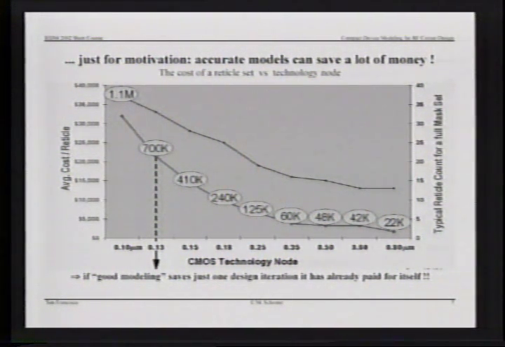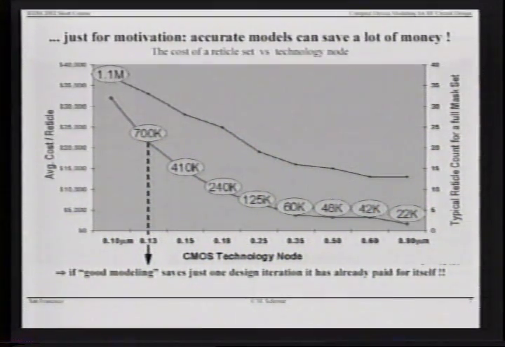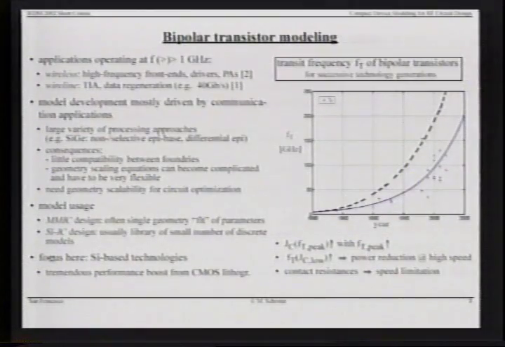And that pretty clearly tells us that if you can save a cycle, a complete mask, by reducing design iterations and by applying good modeling techniques, we actually have paid for ourselves as modeling engineers. That's usually the budget of modeling groups in many companies. So just one design iteration already helps us. This is really thought of as a motivational slide.